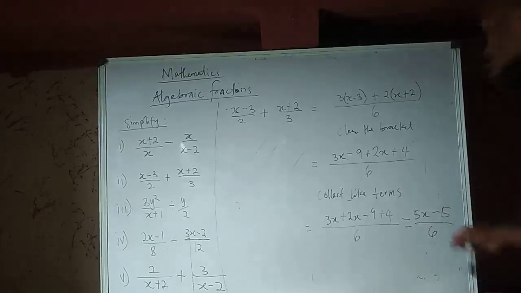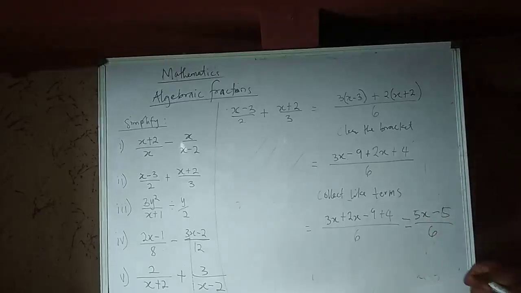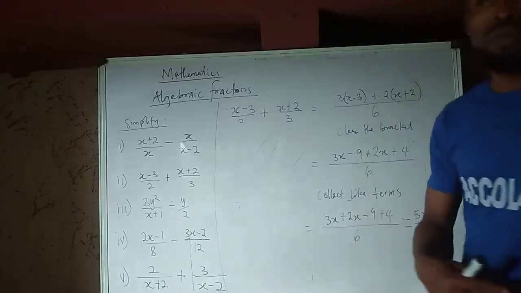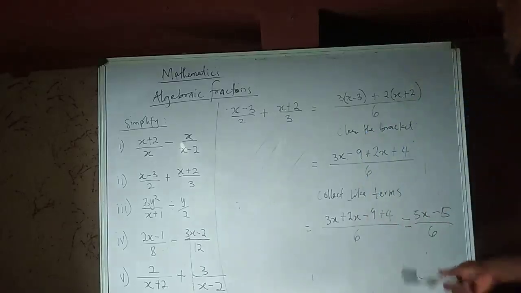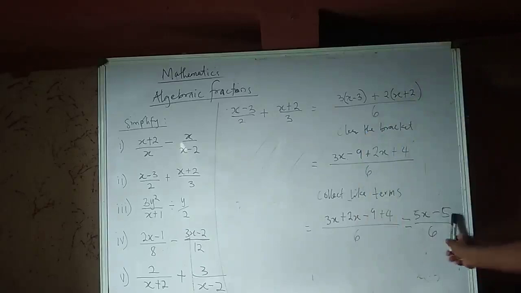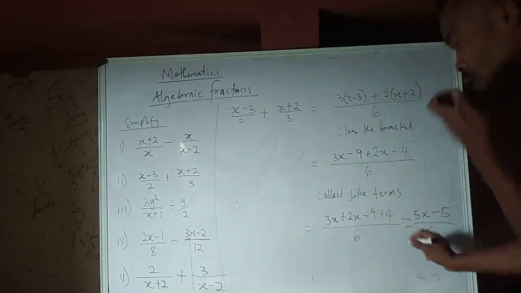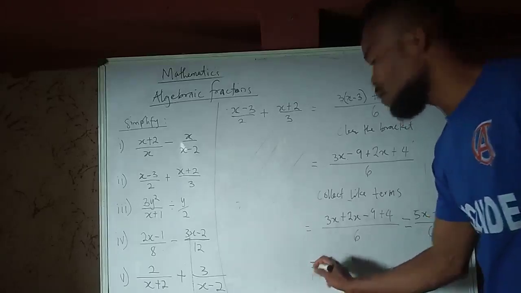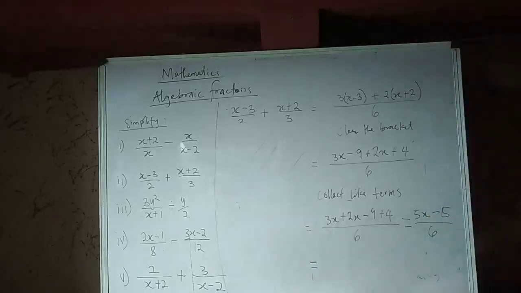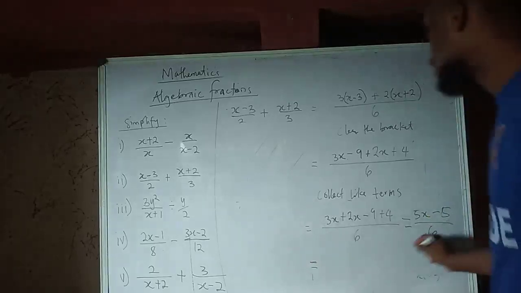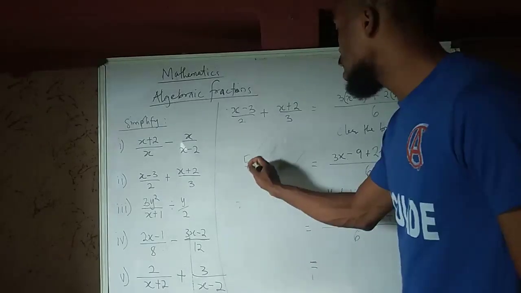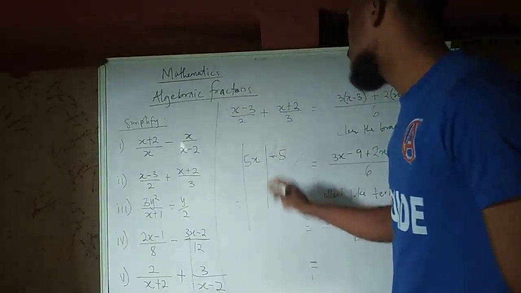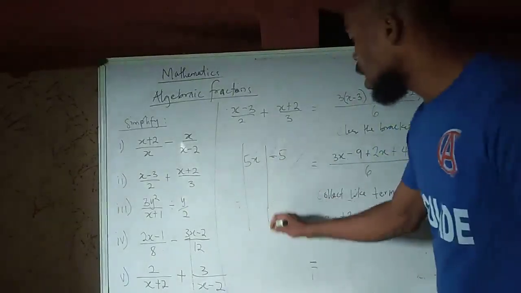Now actually, this kind of problem, we don't leave it here because there's something we can do. Remember we learned about highest common factor. So all we need to do is to factorize the numerator here. This will probably be your first time looking at factorization. So we have 5x and we have minus 5. So we want to look at the highest common factor of 5x and minus 5.